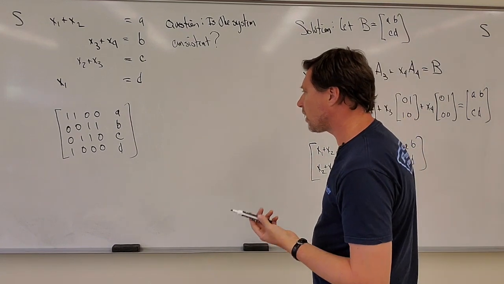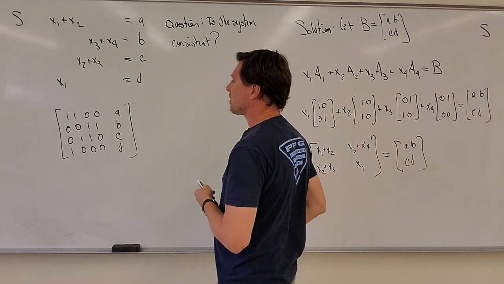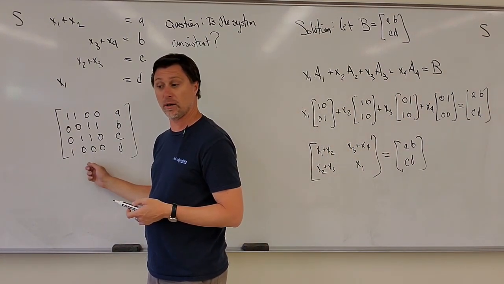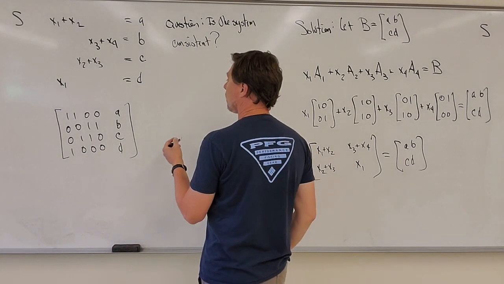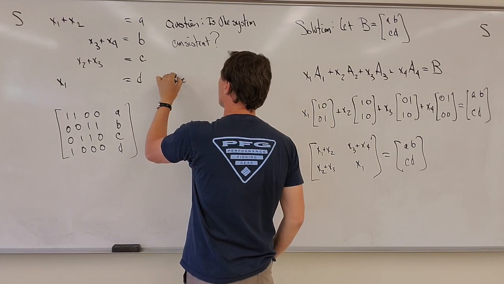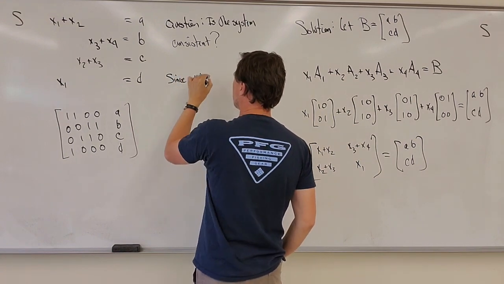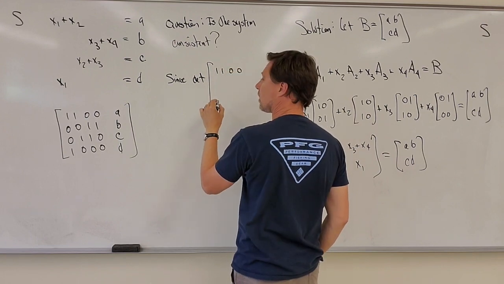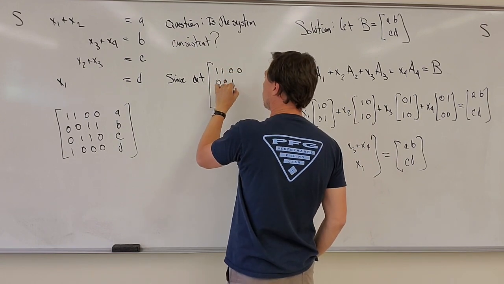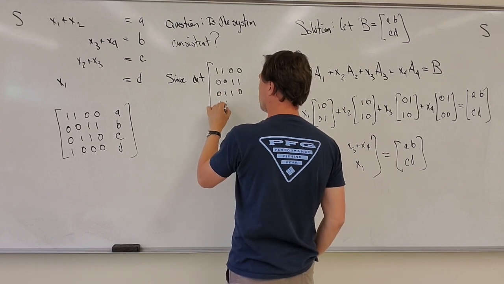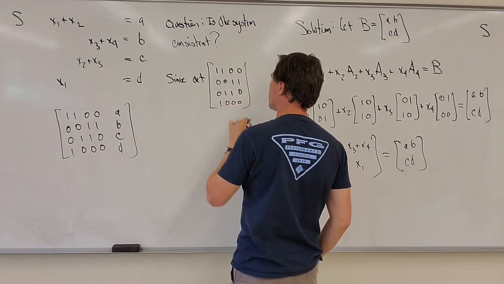Now, we have various ways to decide whether our system is consistent, but we have a special case here where I've got a square matrix. So what I want to do is go like this. Since the determinant of the coefficient matrix of 0, 0, 1, 1, 0, 1, 1, 0, 1, 0, 0, 0. I'd like to look at the determinant here.